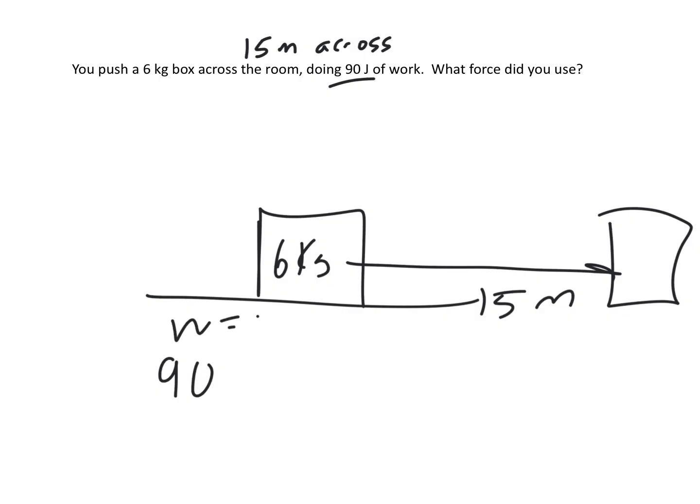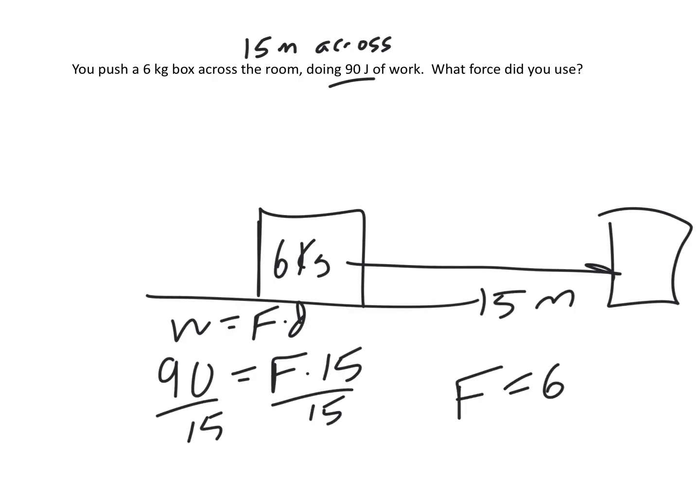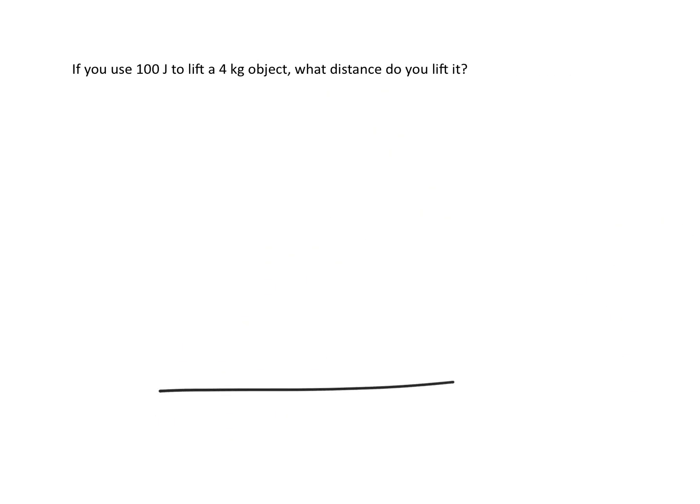So work, again, equals force times distance. My force is unknown, but my distance is. I'll divide each side by 15. And so my force is 6 newtons. So if I exert 6 newtons for 15 meters, if I multiply those, I get 90 joules. So that checks out.